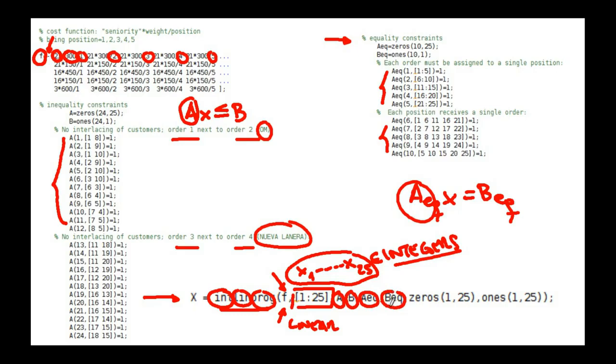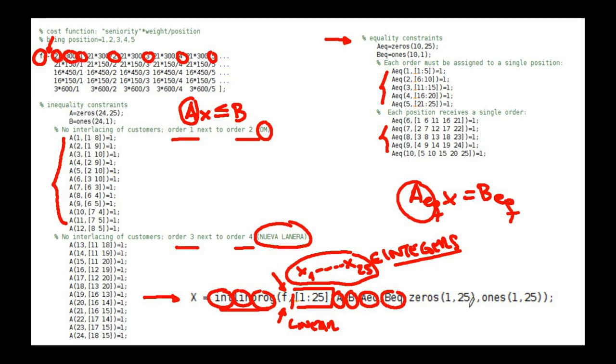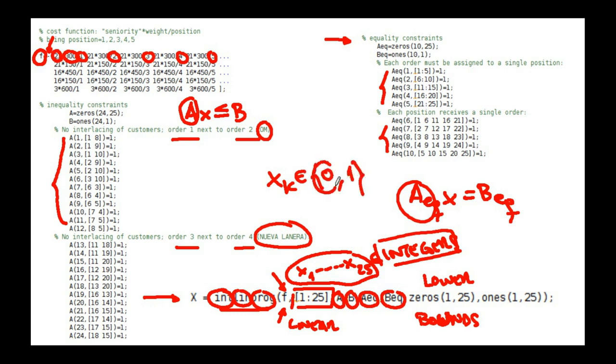Remember that the B are these independent elements on the inequality or equality constraints. Then zeros(1,25) is an array full of zeros. These are the lower bounds. Why do we need these lower bounds? Because now we tell MATLAB that these elements in X are integers, but we want them to be 0 or 1. That's why this is the lower bound and this is the upper bound.